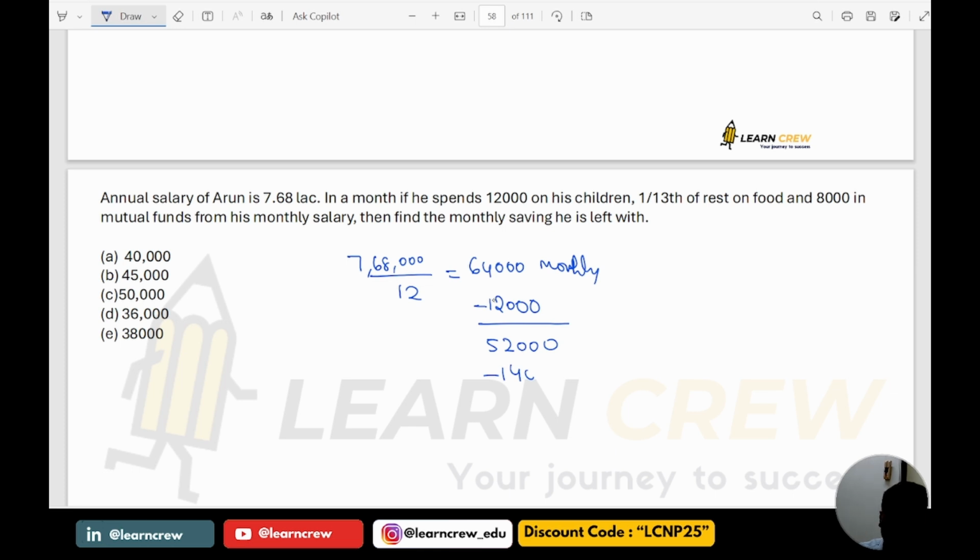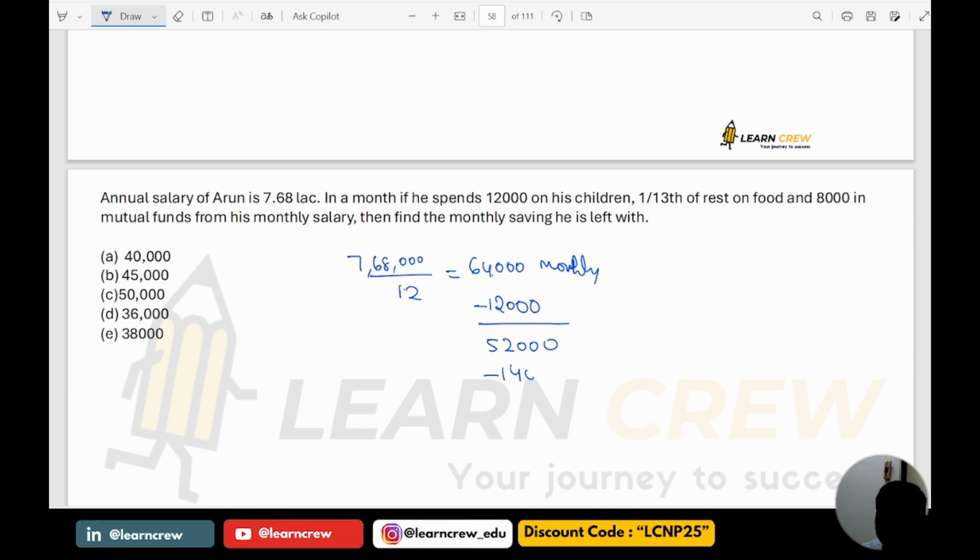64 minus 12,000. He spent 12,000 on children, 1/3 of the rest on food, and 8,000 in mutual funds from his salary. Please understand clearly here. Annual salary is this much, so I have calculated monthly salary as 64,000. Here, what he has given in a month: he spends 12,000 rupees on his children, 1/3 of the rest on food. So after spending 12,000 from 64,000, the remaining is how much?